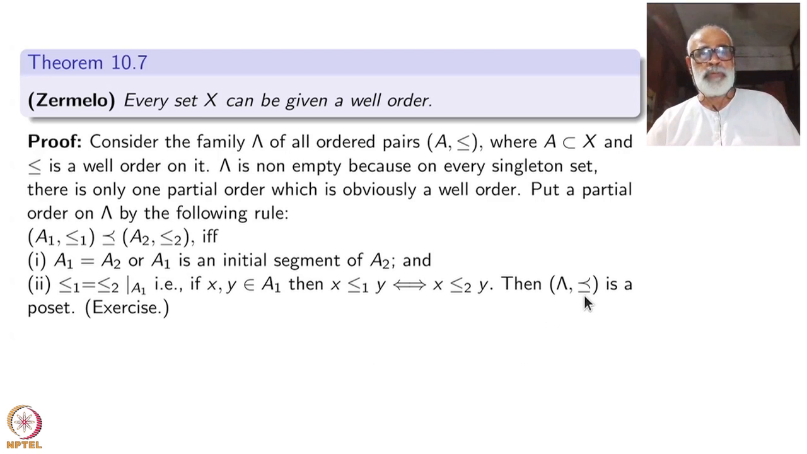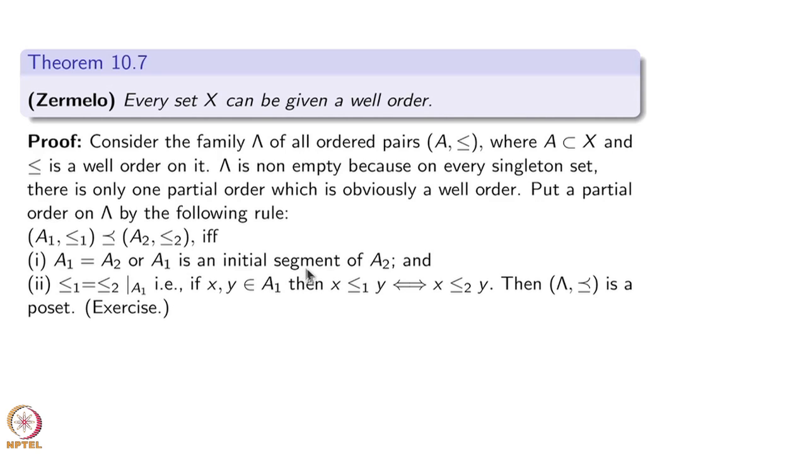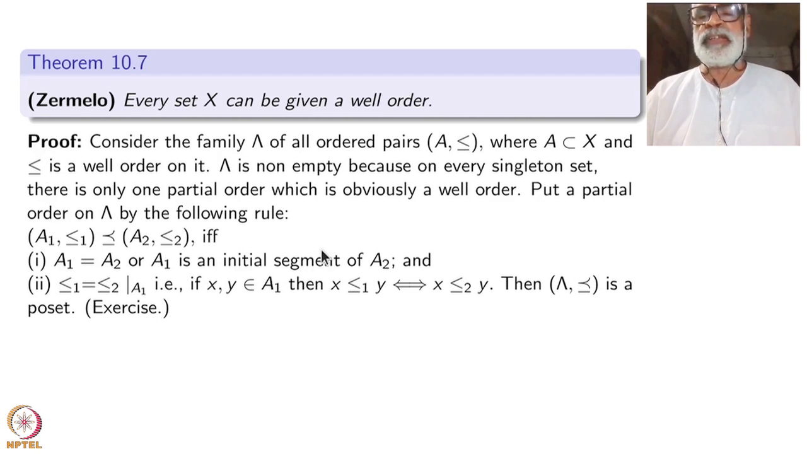What are the things that you have to verify? What are the members? Members look like this one. They are less than or equal to themselves, because once they are equal, that's okay. So reflexivity is there. Transitivity is also obvious, because if A1 equals A2 and A2 equals A3, then it's fine. But if A1 is an initial segment in A2 and A2 is an initial segment in A3, then the same point will give you A1 is also an initial segment in A3. Antisymmetry, details are left to you as an exercise. Do that one. Otherwise, all these definitions may go up in the air. So you have to spend some time. So do this exercise by yourselves.